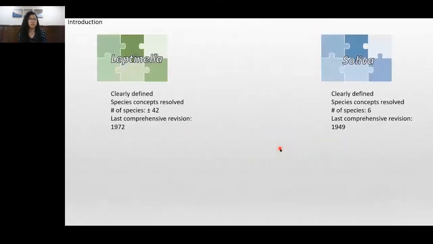Okay, so looking at the latter two genera, these two genera are clearly defined and have their species concepts resolved, and they had comprehensive revisions done in the 1900s. They're circumscribed using some morphological characters. For example, this is one of the characters of Leptinella. It's looking at the disciform floret, and the character is the presence of a corolla on the disciform floret. This is said to be unique to this genus. And looking at Soliva, one of the characters over here is also the disciform floret, and it has the presence of spiny appendages, as well as the style that persists as a spine.